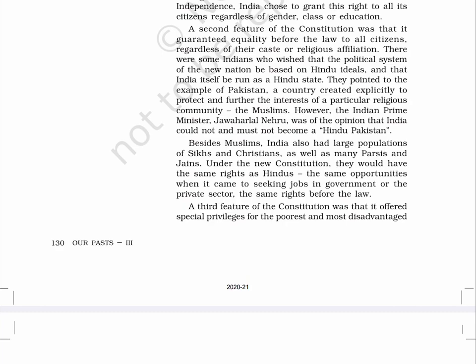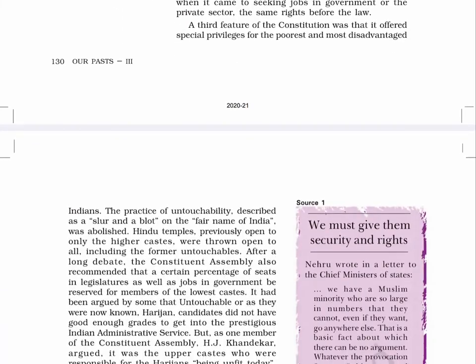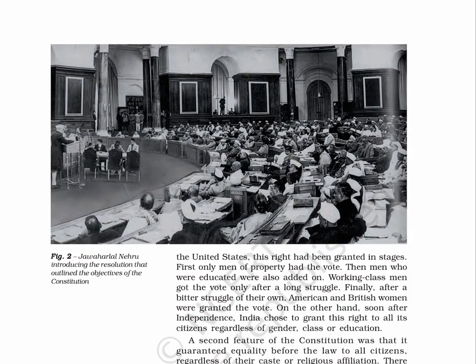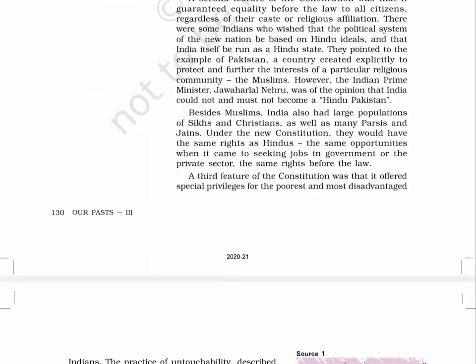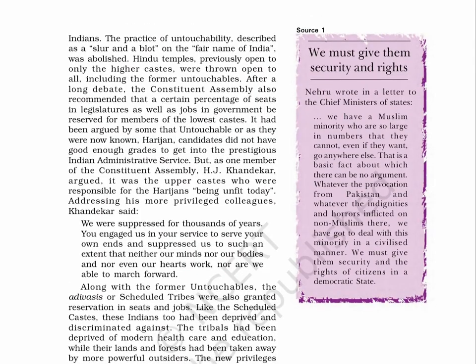A third feature of the constitution was that it offered special privileges for the poorest and most disadvantaged Indians. Figure 2. Jawaharlal Nehru introducing the resolution that outlined the objectives of the Constitution. Page 131. The practice of untouchability, described as a slur and a blot on the fair name of India, was abolished. Hindu temples, previously open to only the higher castes, were thrown open to all, including the former untouchables.